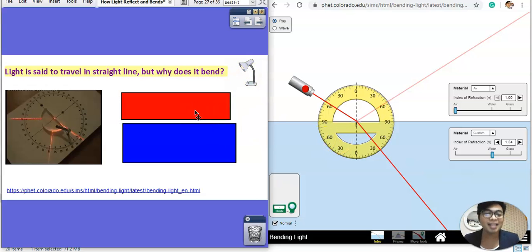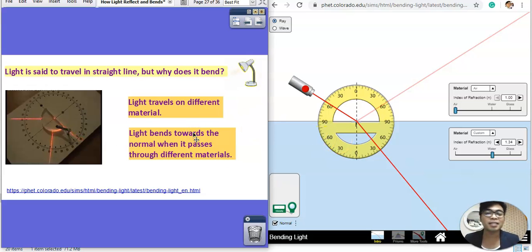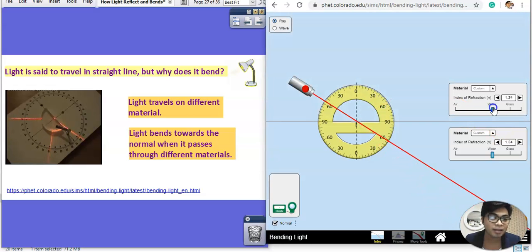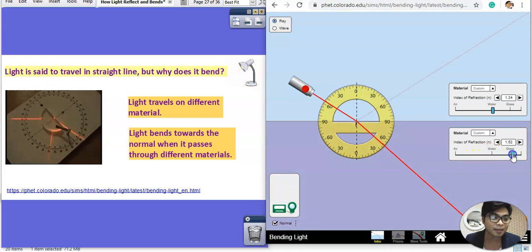So why does light bend? First, because light now travels in a different medium. This one is air, and this one now is water. I'm going to make the one at the top water. I'm going to fill it with water, so they are just the same. Look at what happens now. The light doesn't bend. But I'm going to make the one below glass, and look at what will happen. There is now a bending.